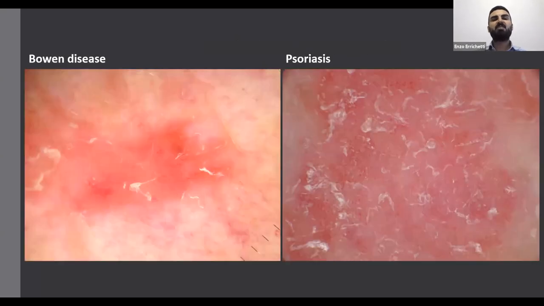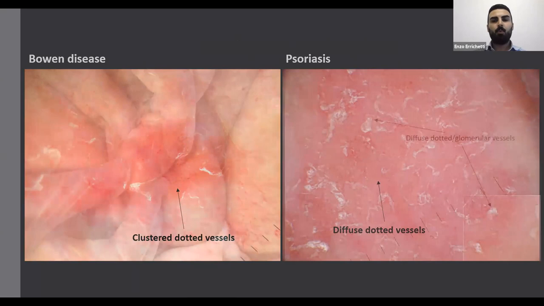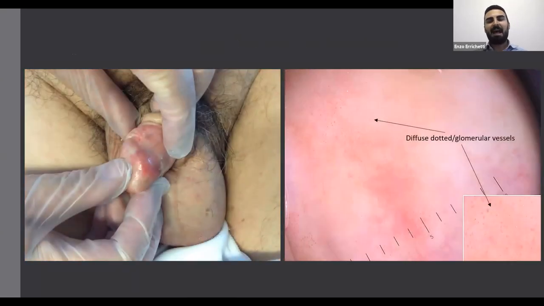And what we've learned from the skin is shown in this slide. Bowen disease, the skin counterpart of erythroplasia, usually displays dotted vessels which are clustered. On the other hand, in psoriasis, dotted vessels are distributed in a diffuse, uniform pattern. So according to this data, what do we have here? We have a case of erythroplasia. Despite dotted vessels being distributed in a diffuse way, we have a diagnosis of erythroplasia, because things are different on the penis compared to the skin. On the skin, Bowen's disease usually displays clustered dotted vessels, but in erythroplasia, dotted vessels are more commonly distributed in a diffuse pattern rather than a clustered pattern, which is also possible, of course.